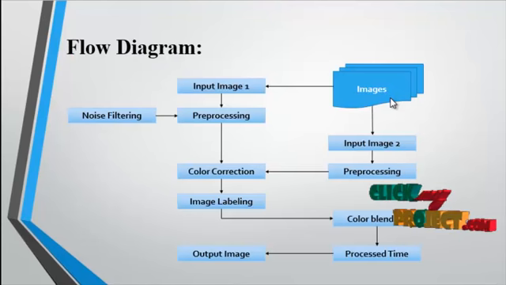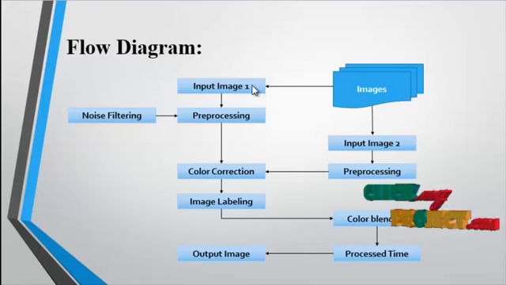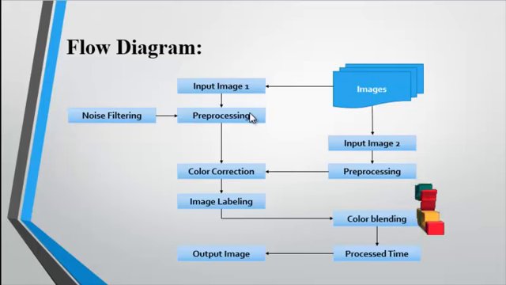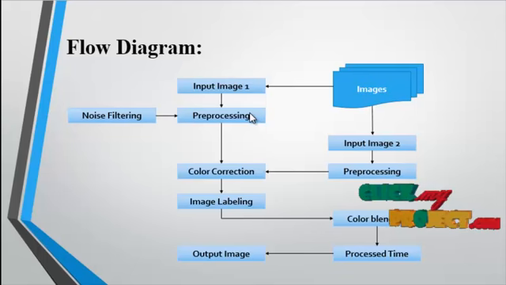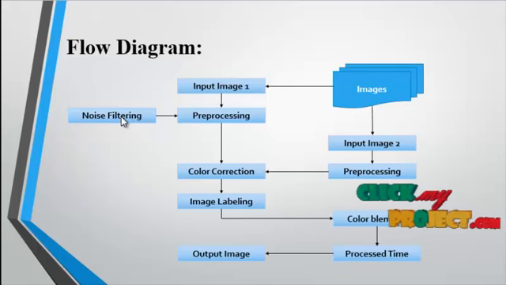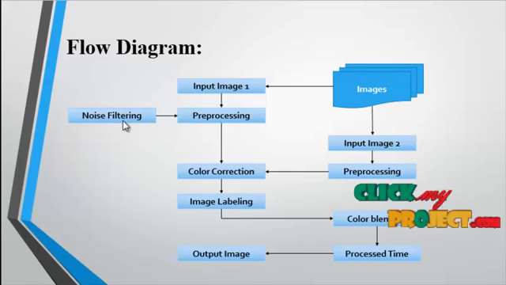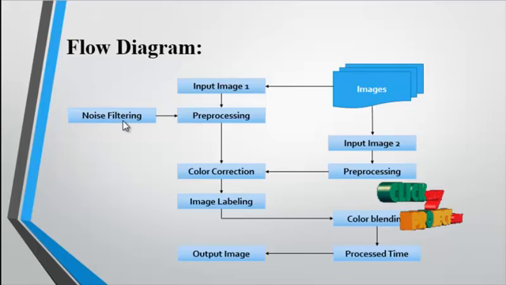Now we discuss the flow diagram. At first, several images are placed in the dataset. We take two query images for the process. Then the query images go through the pre-processing step. In the pre-processing, noise filtering is applied using the Gaussian filter method. The Gaussian filtering is used to reduce the noise in the dataset image.